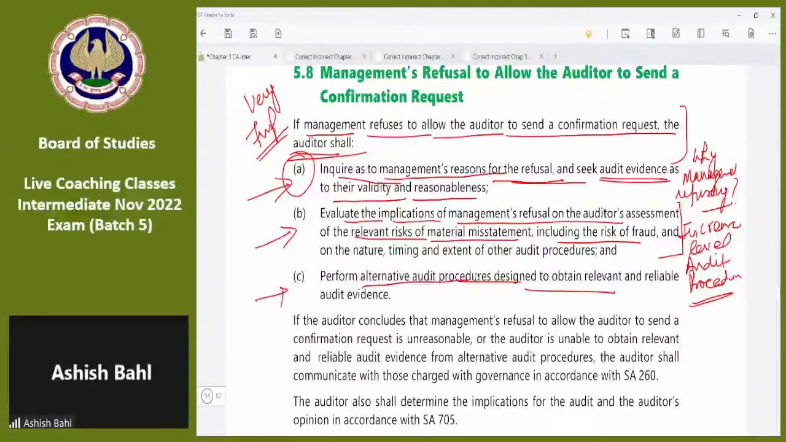Say he is satisfied with the reason given by the management. The management says, I do not want to provide you the address of this party. Out of 10, one party I am not going to provide you. There is a genuine reason to it. There could be a business reason to it. So I hear the management, I inquire from them, and I am satisfied with their reason. If I am satisfied, then I would perform some alternate audit procedure which gives me reliable and relevant audit evidence.